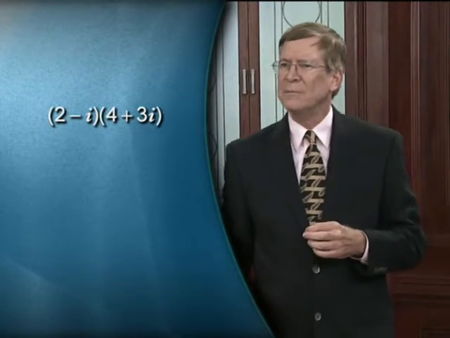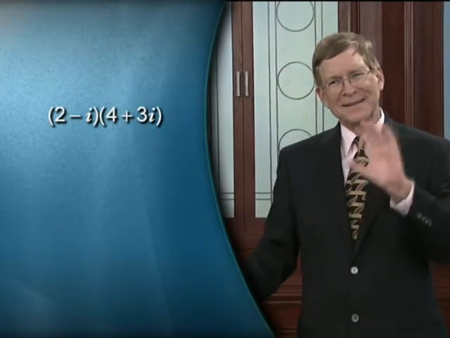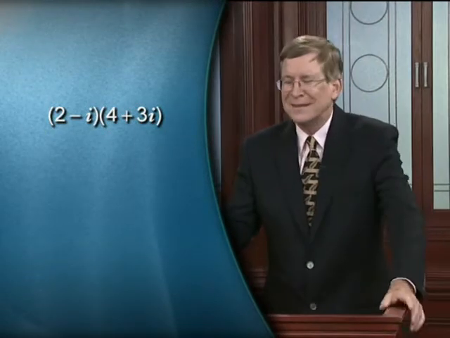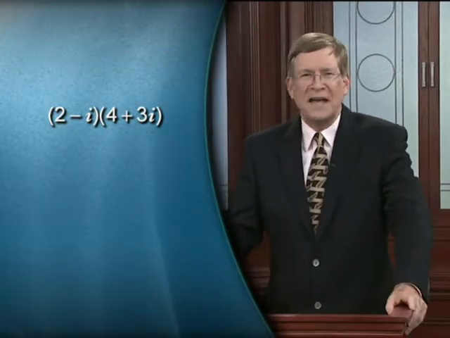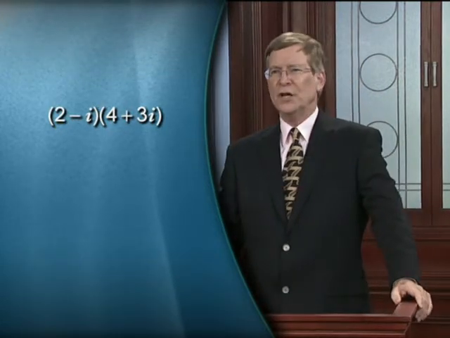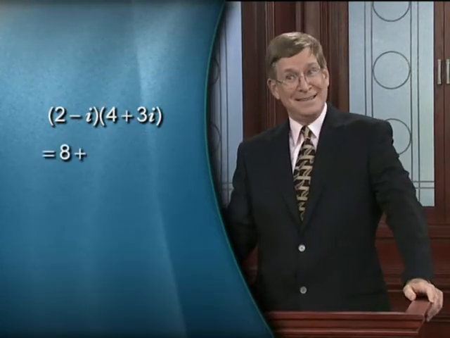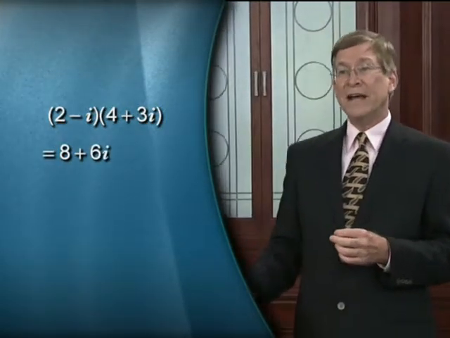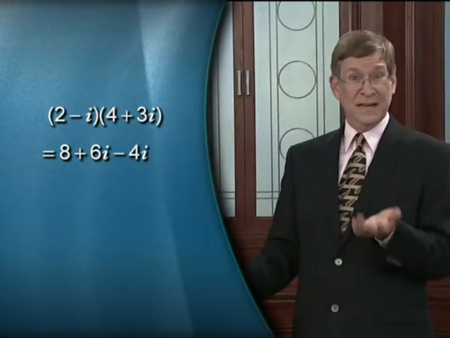Okay, we know how to add complex numbers. What about multiplying them? So let's do an example. How about 2 minus i times 4 plus 3i? How do you multiply two complex numbers together? Here's the good news. You do it as normal. In other words, you just multiply out the four terms. So let's do it. 2 times 4 is 8. 2 times 3i would be 6i. Minus i times 4 is minus 4i.